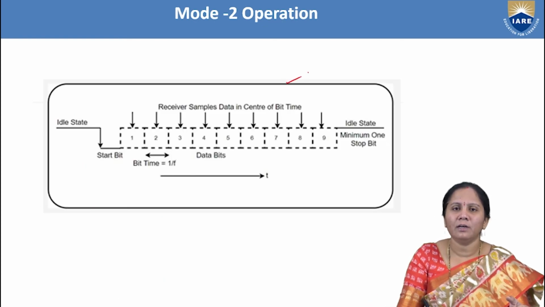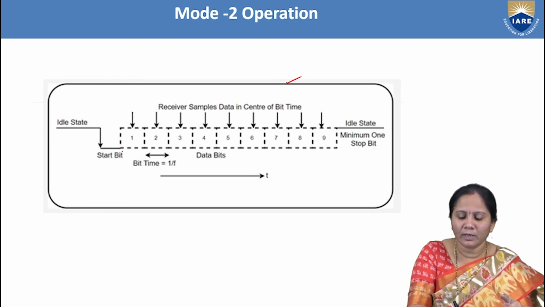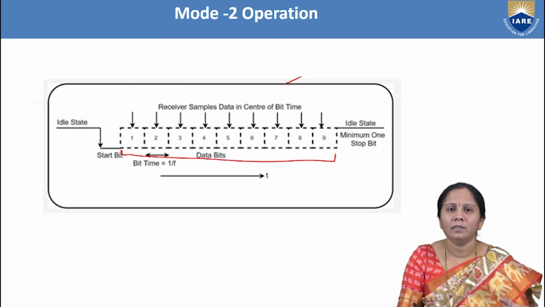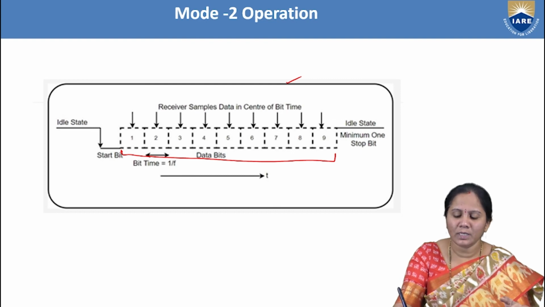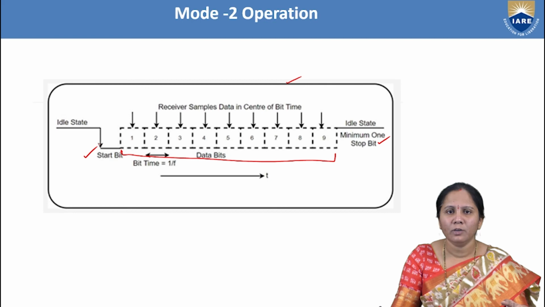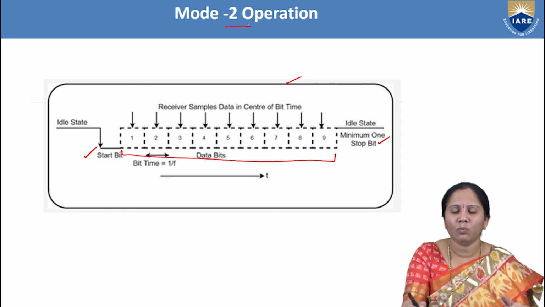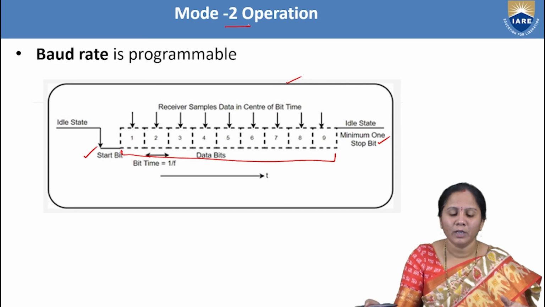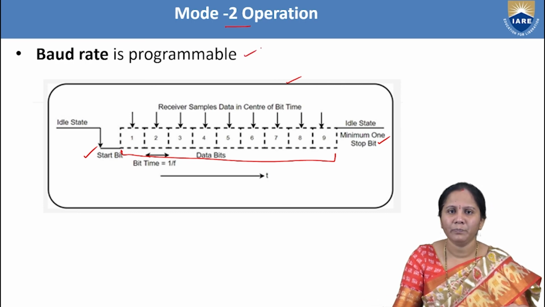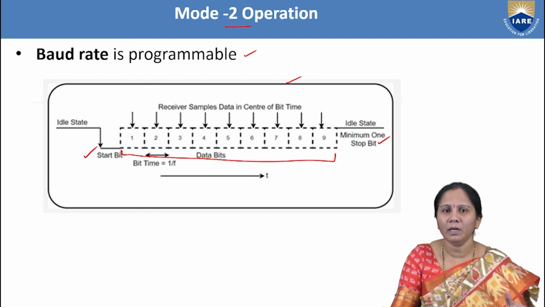Here this is the format which shows 11 bits totally. This is 1 to 9, so 9 data bits are there. Character length is 9. To this we add one start bit and one stop bit. So totally 11 bits will be transmitted and received in this mode 2 operation. In this case, the baud rate is programmable. It is not set by the timer overflow rate.